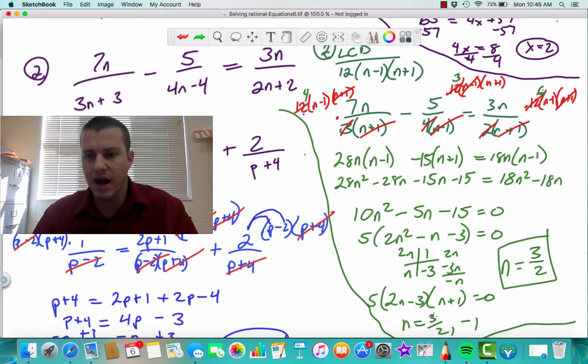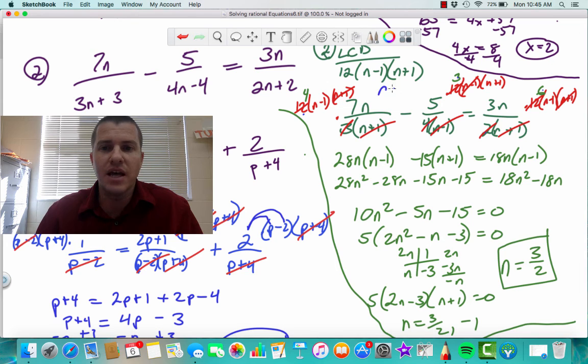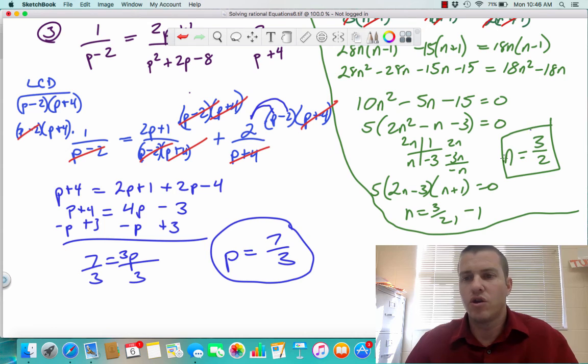Now when I factored it, I got 3 over 2 and negative 1. But the negative 1 is a restriction because the n cannot equal positive 1 or negative 1 there. So the only solution should have been 3 over 2.